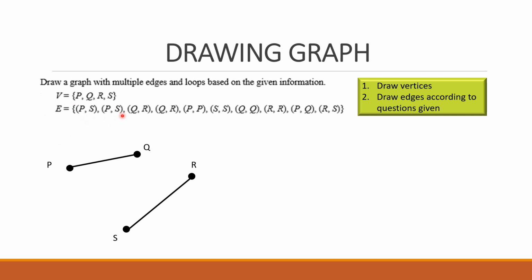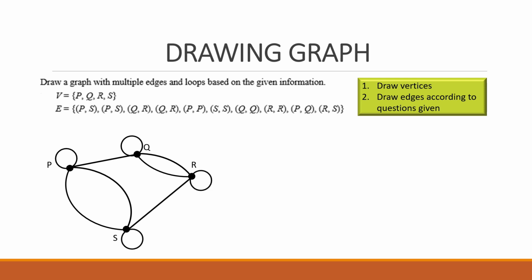So what does PS, PS mean? As we recall, PS, PS means multiple edges. So we have two edges connecting PS. And then QR, QR, meaning two edges connecting QR. And then PP. What is PP? PP means a loop. It starts from point P and ends also at point P. So PP is a loop, SS is also a loop, QQ is a loop, and RR is also a loop. So this is the answer for the second example.